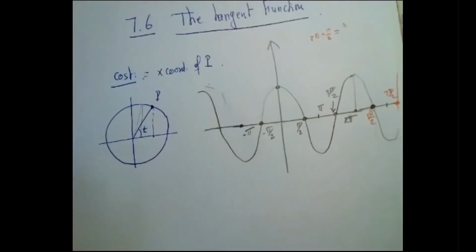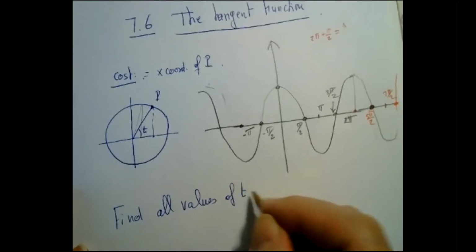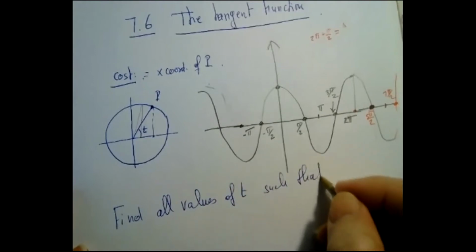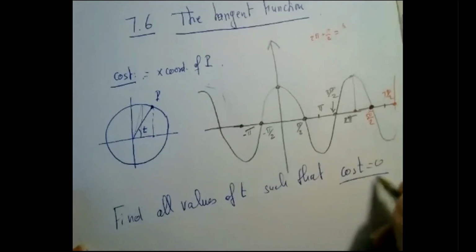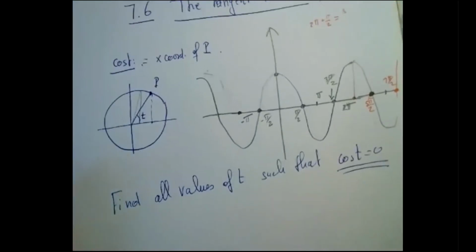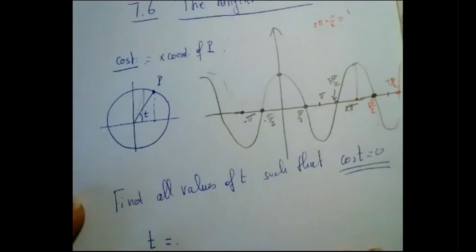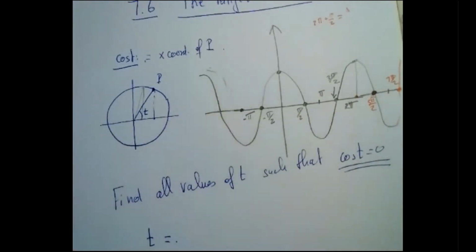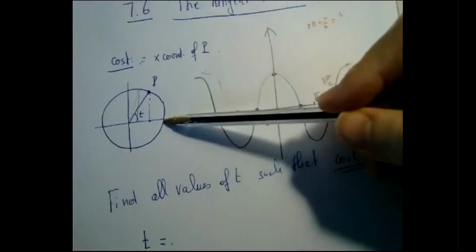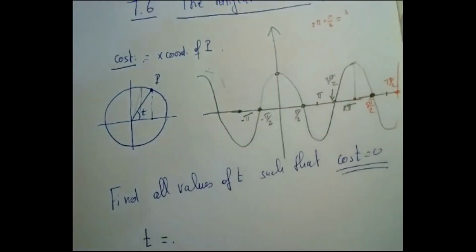Now, suppose I ask you the following question. Find all values of t such that cosine of t is equal to 0. So basically, when does the cosine take the value 0? We can answer this question either by looking at the unit circle, or by looking at the graph. All right, I'm getting answers.